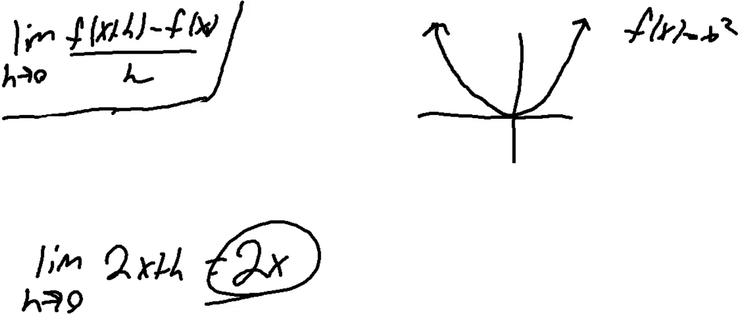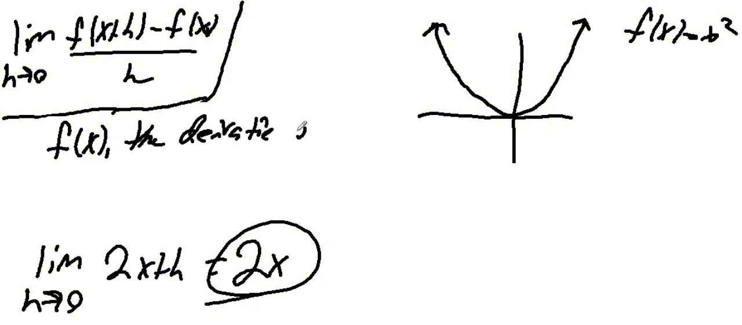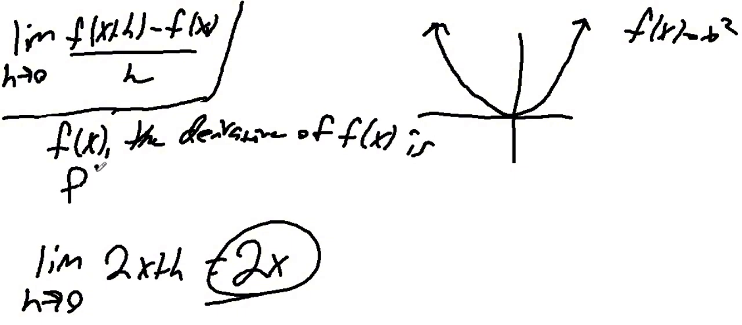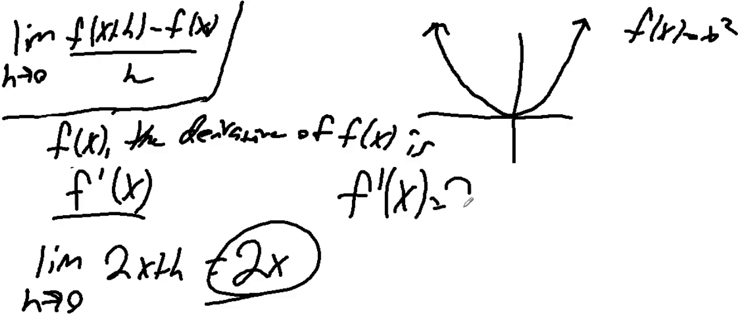So what's our notation for this? So basically, if we have the function f of x, the derivative of f of x is what we call f prime of x with this apostrophe. Apologize, it looks like a p. F prime of x. So in this example, f prime of x equals 2x.